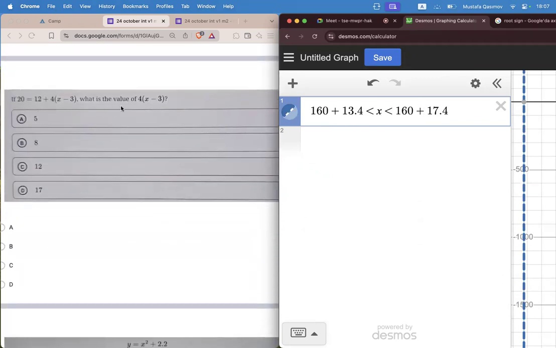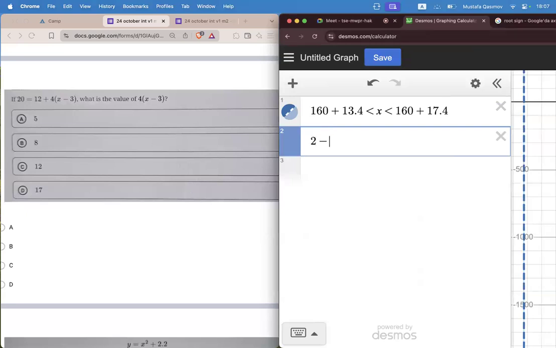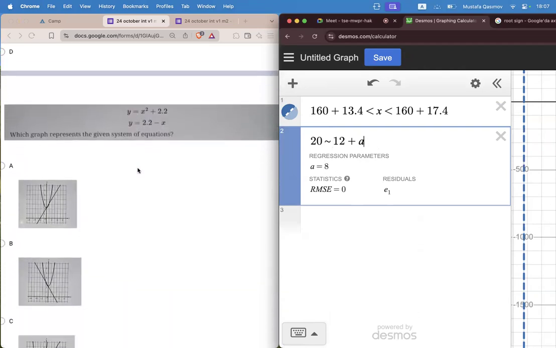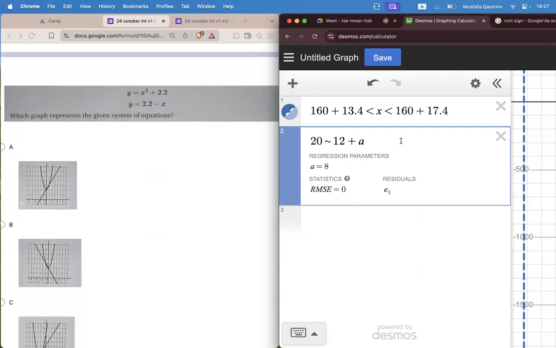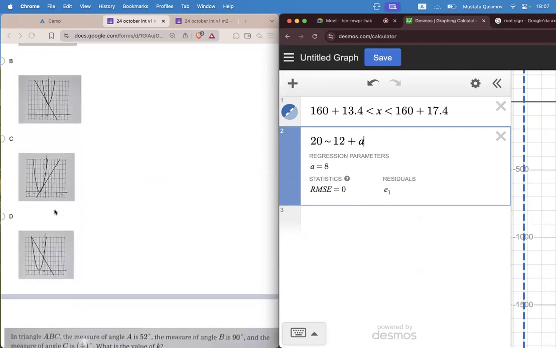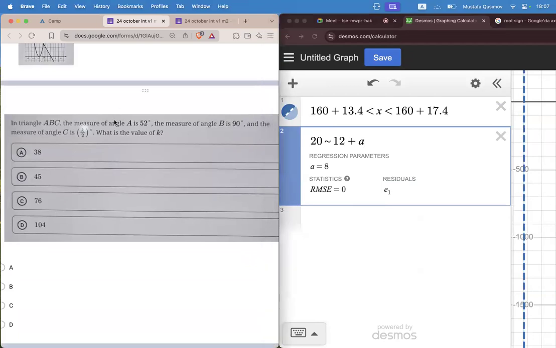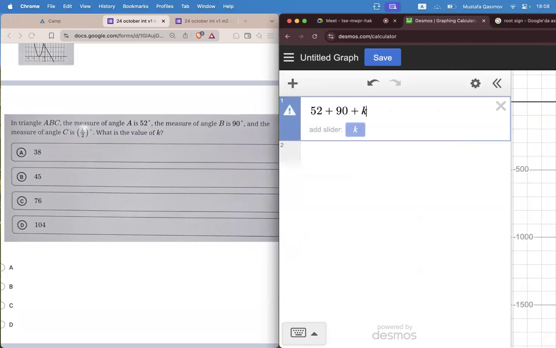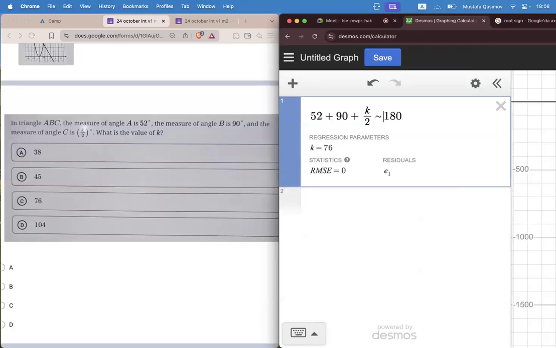Okay, next one. We can write it to decimals, then we can find it. 20 is equal to 12 plus 4a. Then 2. Answer is 2. But it's a 4, actually. Okay, let's write it like that. Answer is 8. This one, write it to decimals, then you will get this function. This one, a plus b plus c is equal to 180 degrees. K is equal to 76. C.